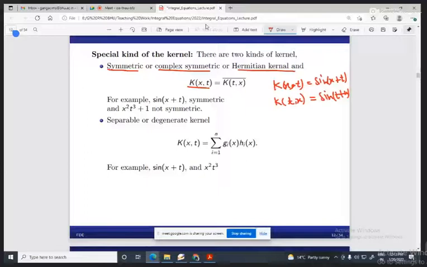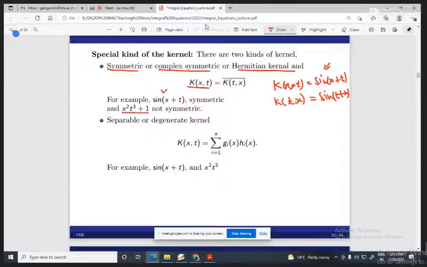Okay, so this kernel is a symmetric kernel. Do you agree with this? Okay, so sin(x + t) is a symmetric kernel.